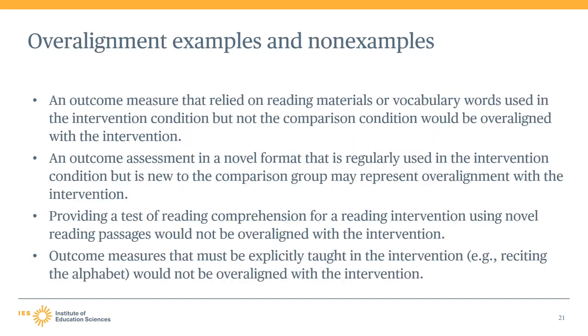So what are some examples of outcomes that might be overaligned with the intervention? Imagine that researchers reported on an outcome measure that was based on an assessment that relied on reading materials or vocabulary words that were used only in the intervention condition, but were not used in the comparison condition. This would be an example where the outcome is overaligned with the intervention. In another example, imagine researchers used an outcome assessment in some novel format, which was used regularly in the intervention group, but not the comparison group. Again, this could mean that the outcome is overaligned with the intervention.